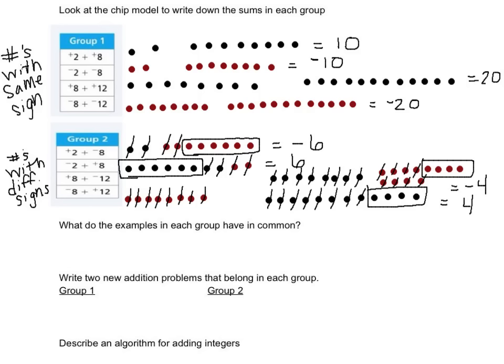So what we want to look at is what the examples in each group have in common. Well, we already started looking at that: in group 1, they all have the same sign. In group 2, they have different signs. And hopefully you've already recognized that between group 1 and group 2, I'm using the same numbers, 2 and 8 consistently, to help us see what's happening a little bit easier. And I'm also always using addition.